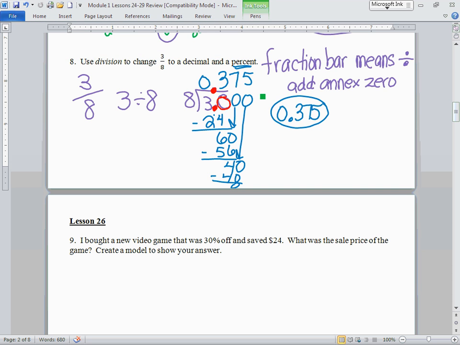Now, there's 2 ways that we could do that. We know that we can simply multiply by 100 and move the decimal 2 places to the right. So it's 37.5%. If you're shaky about the whole moving the decimal thing, let's write that decimal as a fraction.